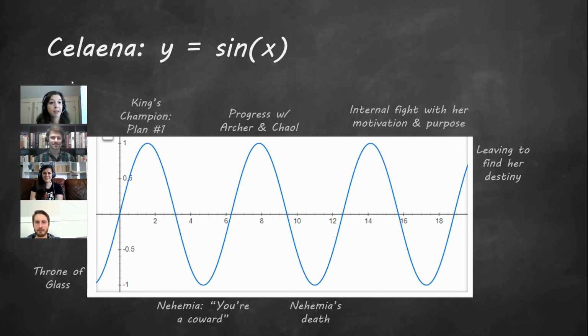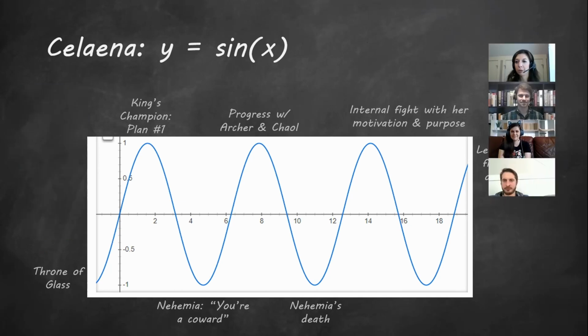We don't really know where her graph goes after this book. Will it stay sine, or will she become a different type of graph? We don't know. It's like everyone's life. I mean, we can all see ourselves in that, I think.